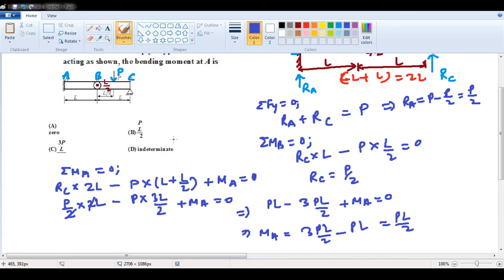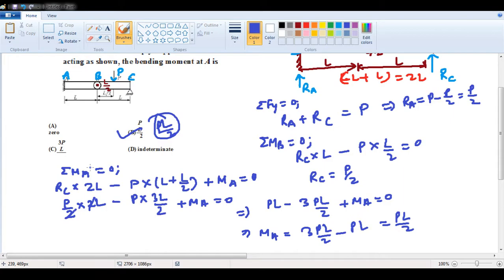This is option B, that is PL by 2, correct. So that is how we approach a question whenever it is given with shear force and bending moment diagram, which we have done earlier in our case. Clear? Now similarly we can take one more question.